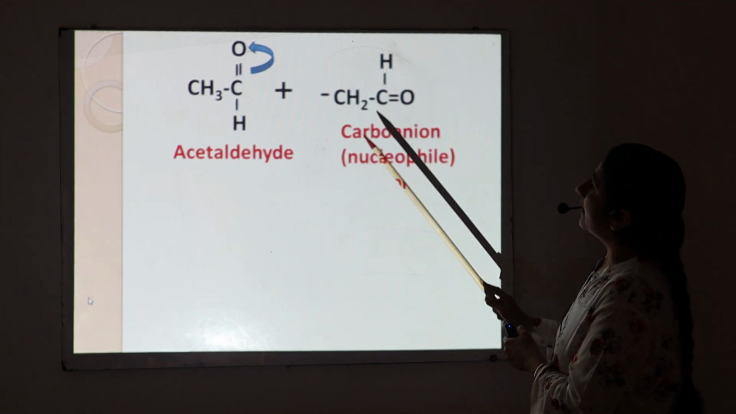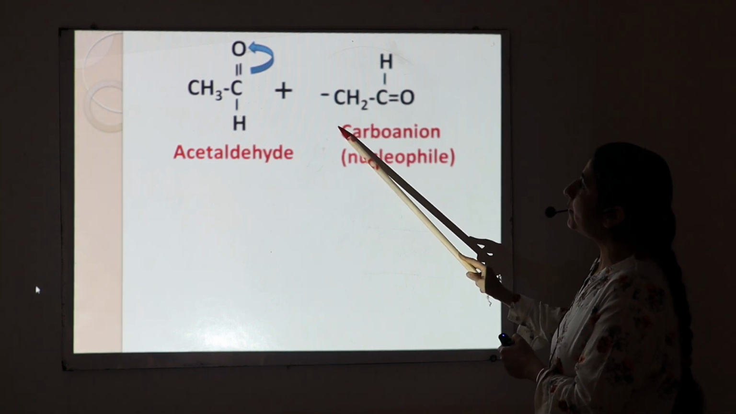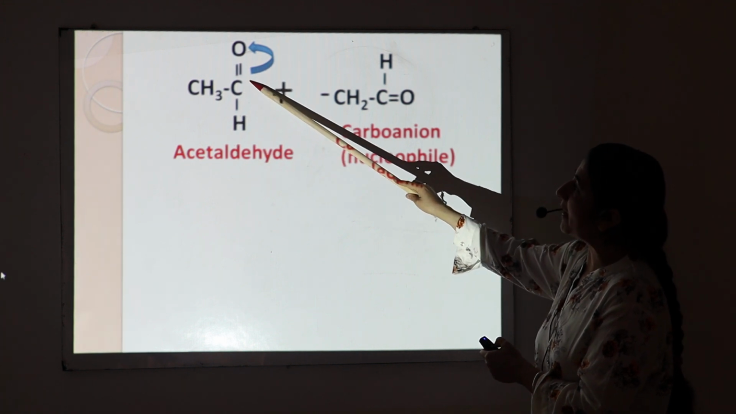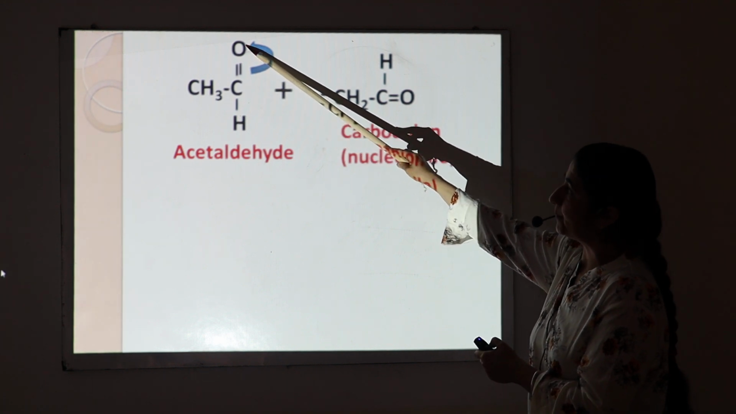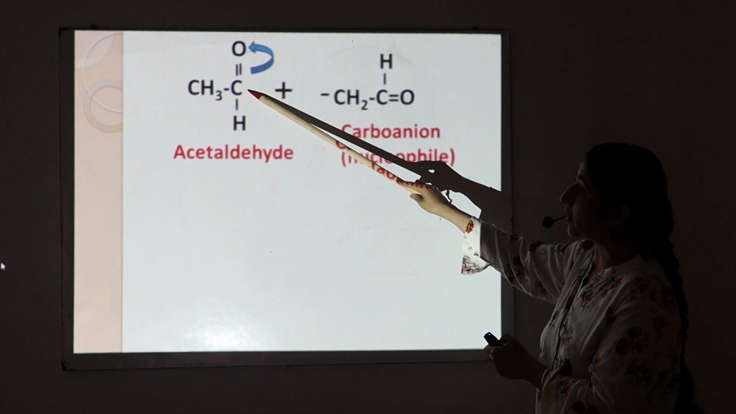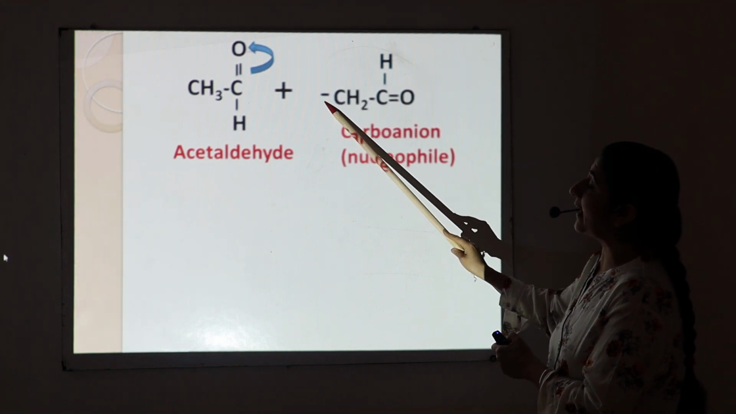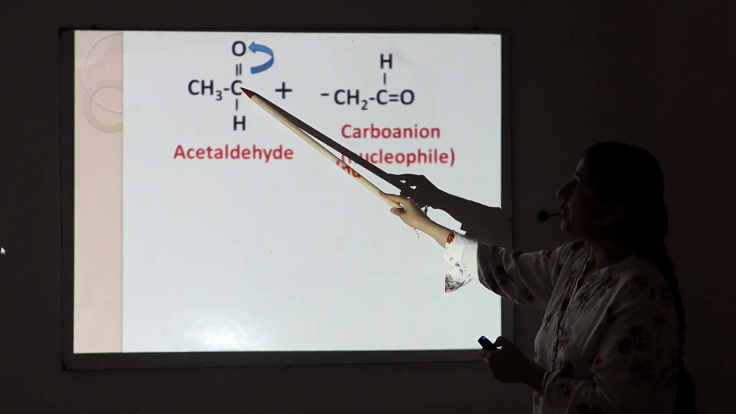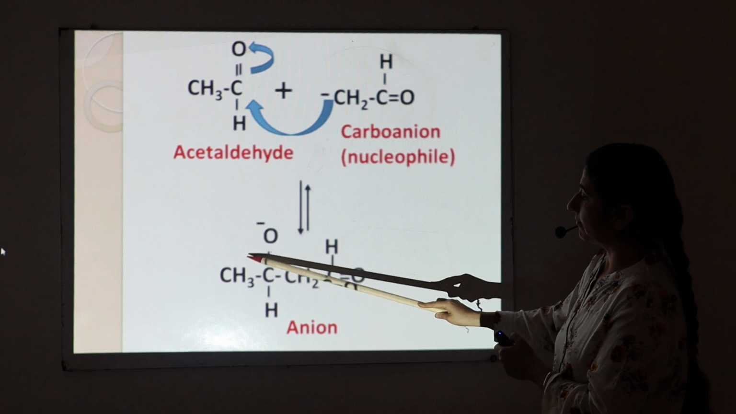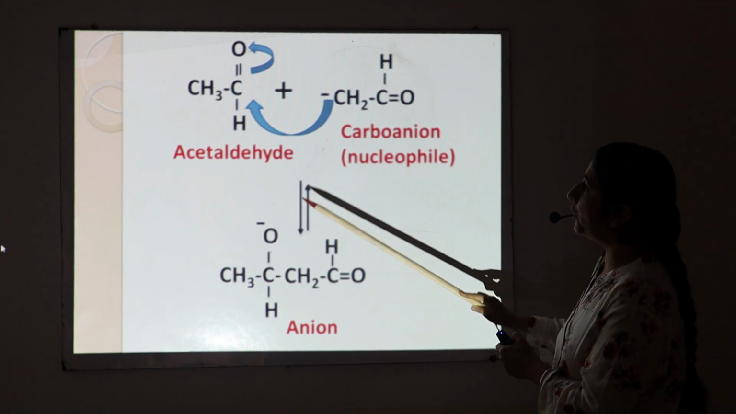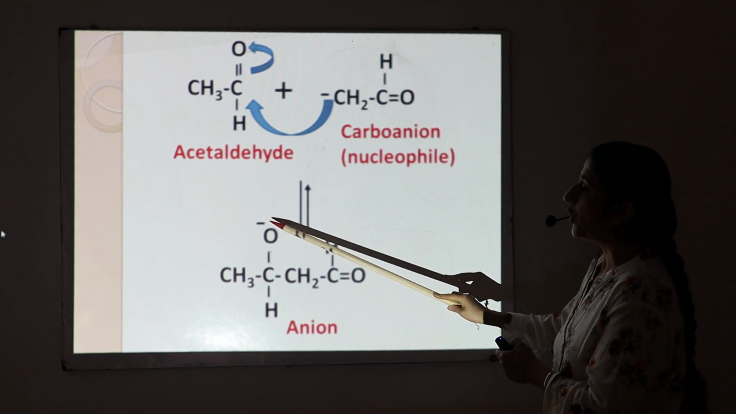So in this case, the electromeric effect takes place. When the nucleophile comes close to this aldehyde, there is a migration of pi electron between carbon and oxygen towards the oxygen. As a result, there is a positive charge on this carbon. So the negative ion, that is the carbanion, attacks this positively charged carbon atom to form a carbon-carbon single bond. This is a carbon-carbon single bond. So after this reaction, there is a formation of an anion due to the presence of negative charge on this oxygen atom.